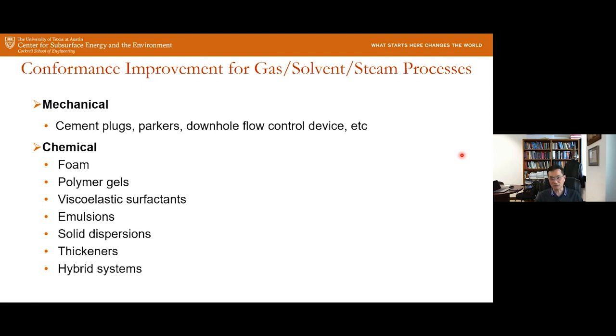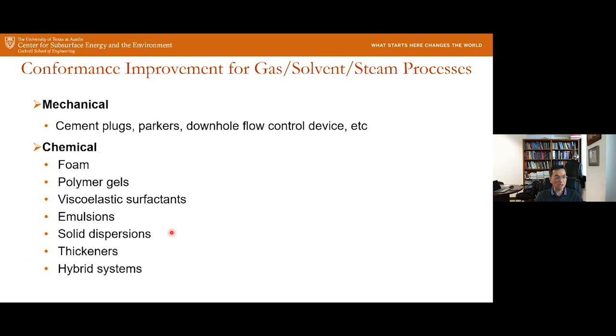But let's focus on the gas, solvent, and steam processes. You can divide conformance control techniques into two groups: mechanical techniques versus chemical techniques. For mechanical techniques, for example, cement blocks, packers, and downhole flow control dividers can be used to correct the injection and production profiles. However, there are some limitations of mechanical techniques. Particularly, they work well for, let's say, the near wellbore region and for limited cross flow, for example. So a more efficient choice is going to be chemical conformance controls.